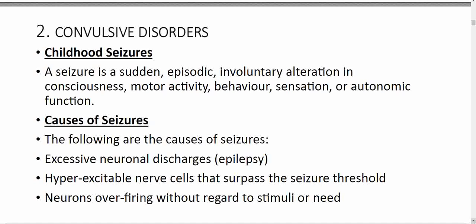Remember, we have a threshold on the nerve impulse transmission. That is when you talk about the polarization, the hyperpolarization, depolarization. At a point, the nerve cells are supposed to be excited in a normal way, but if there is a high energy burst beyond the charges or the electrical potential difference that we expect, we'll have hyperexcitable nerve cells that will surpass the seizure threshold. Therefore, neurons overfiring without regard to stimuli or need can also cause that.